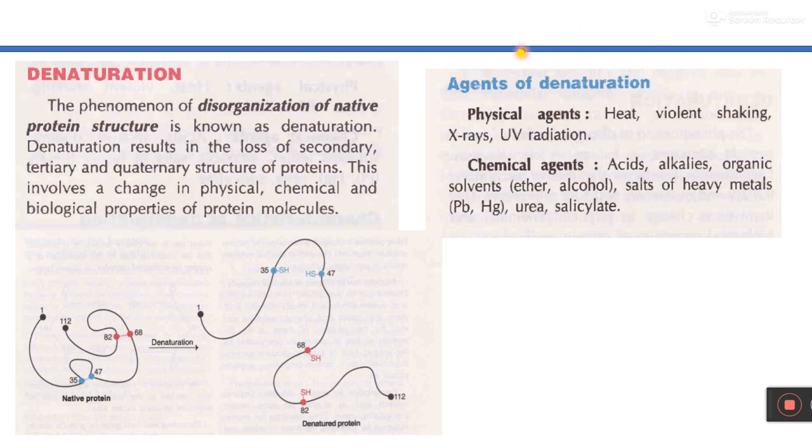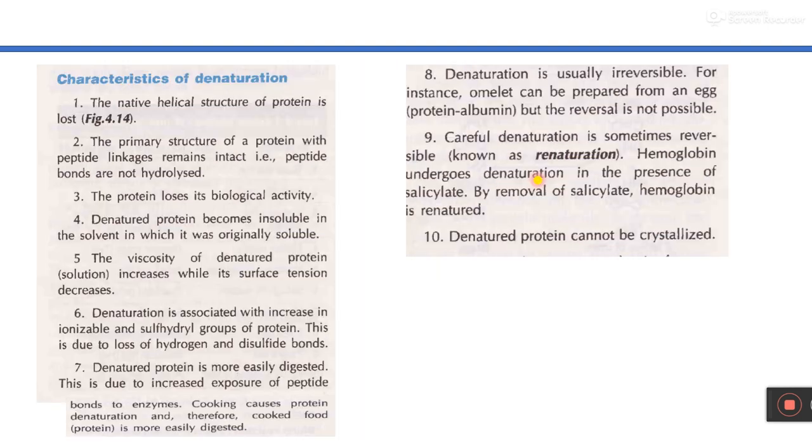The agents which are used for the denaturation of particular proteins are physical agents and chemical agents. Heat, violent shaking, X-rays and UV radiations are the physical agents, and acids, alkalis, organic solvents, salts of heavy metals, urea and salicylates are the chemical agents. Now I would like to talk about the characteristics of denaturation.